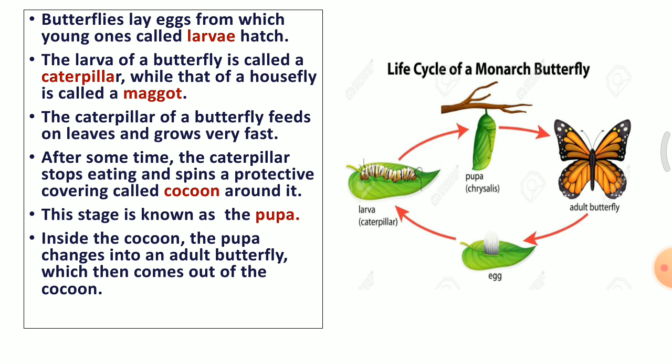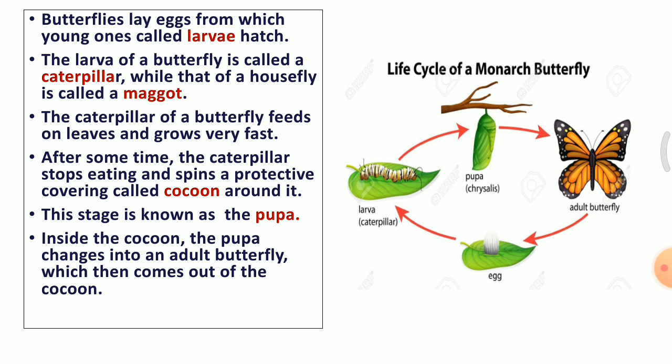Next we are going to see the life cycle of a butterfly. Butterflies lay eggs from which young ones called larvae hatch. The larva of a butterfly is called a caterpillar, while that of a housefly is called a maggot. The caterpillar of a butterfly feeds on leaves and grows very fast. After some time, the caterpillar stops eating and spins a protective covering called a cocoon around it. This stage is known as the pupa. Inside the cocoon, the pupa changes into an adult butterfly, which then comes out of the cocoon.